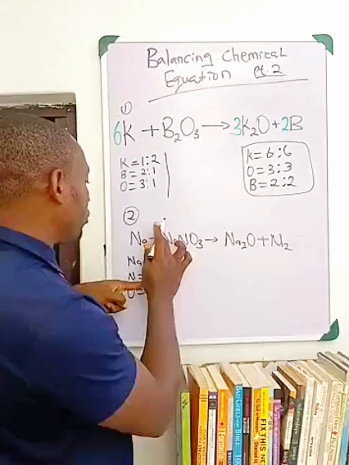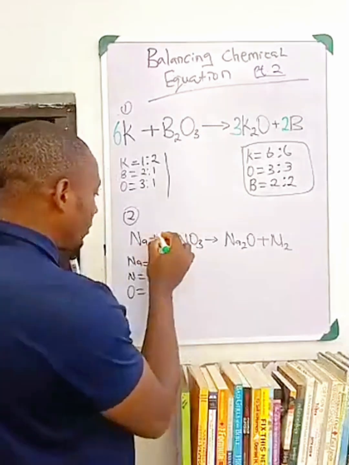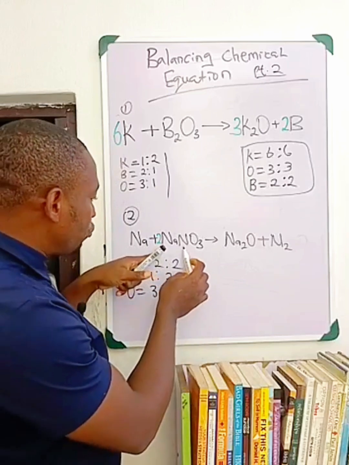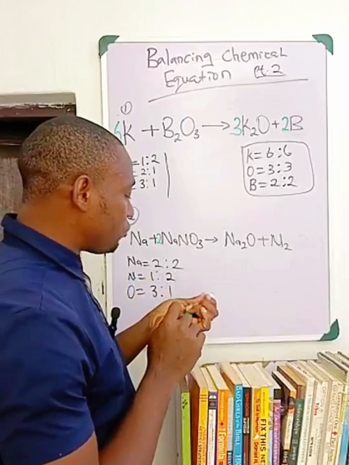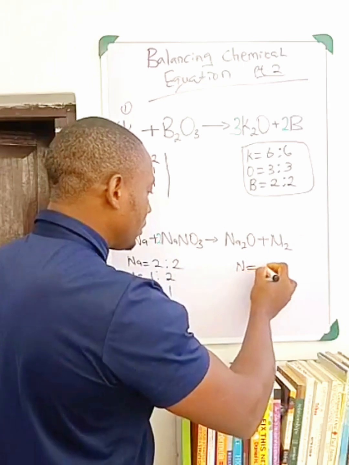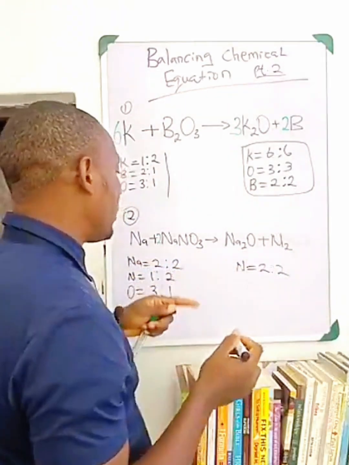So what we'll do is we introduce 2 here. Let me use a green marker. When we put 2 here, we now have 2 nitrogen. 1 times 2 gives you what? 2. So nitrogen is now 2 is to 2, right?